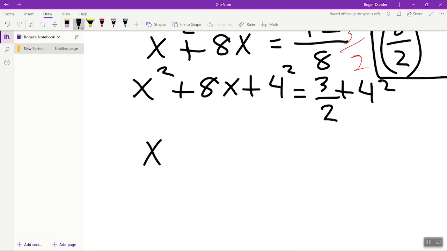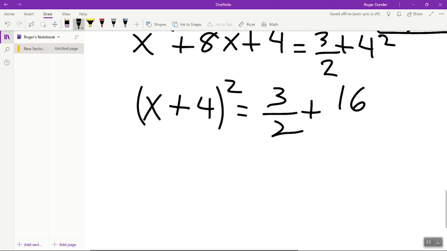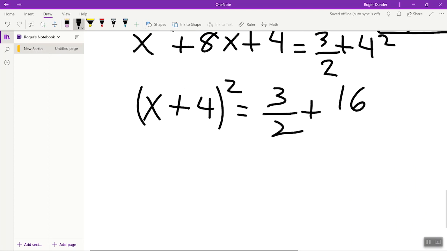we've been doing all along. It's why we're doing it. This is x plus 4 quantity squared. Okay. Equals 3 over 2 plus 16. Well, 16 over 1 is equal to 32 over 2. Multiplying 16 right here, we're going to multiply by 2 over 2 so that we get 32 over 2.